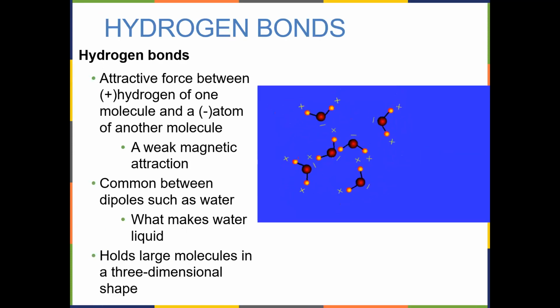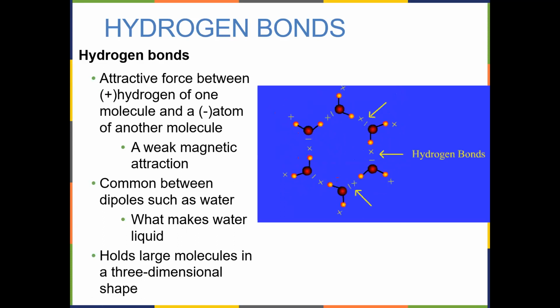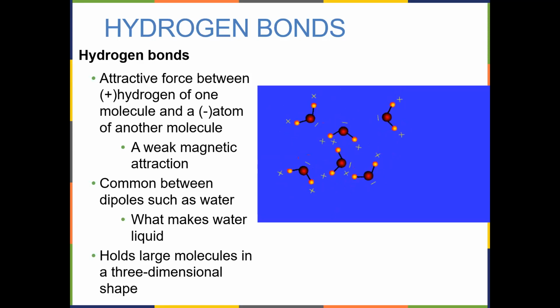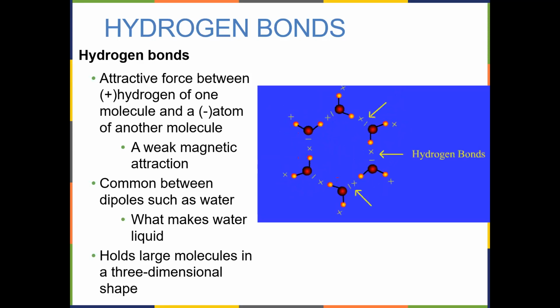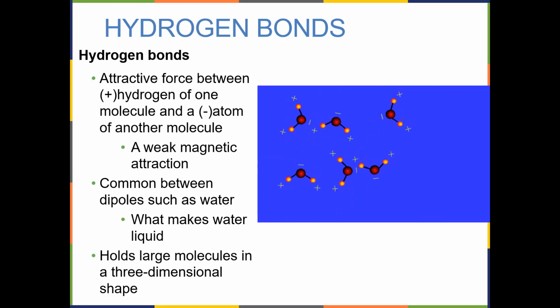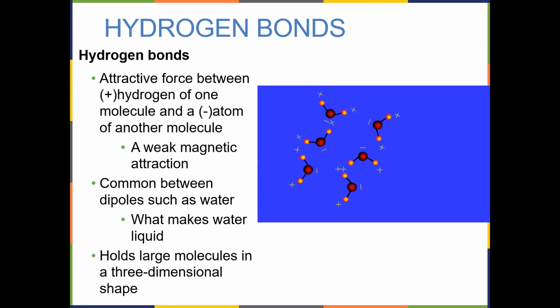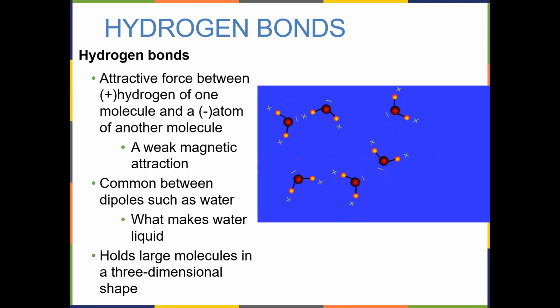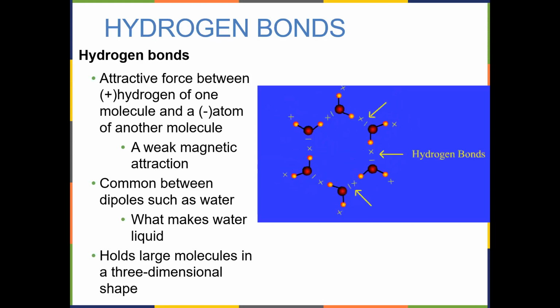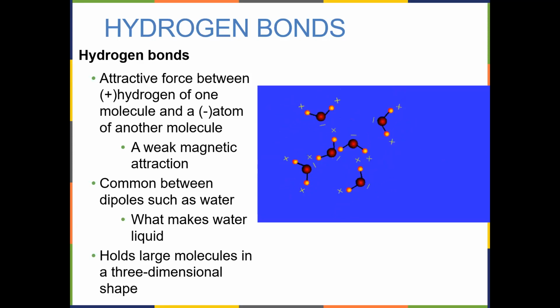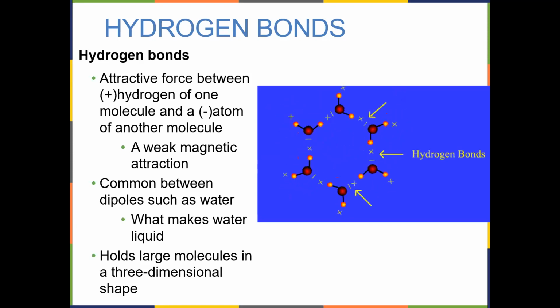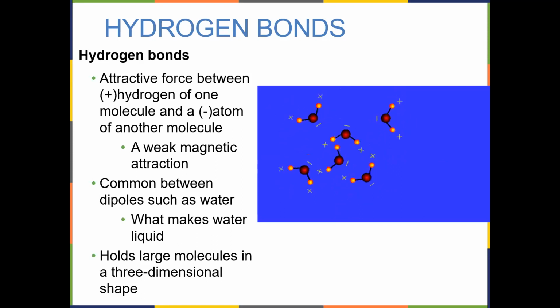So those are polar covalent bonds. Water is the best example of a polar covalent bond. And the third category are what we call hydrogen bonds, a real weak bond. A hydrogen bond is the bond that occurs between a hydrogen atom and another molecule, like oxygen. When hydrogen bonds to oxygen, that's a hydrogen bond.